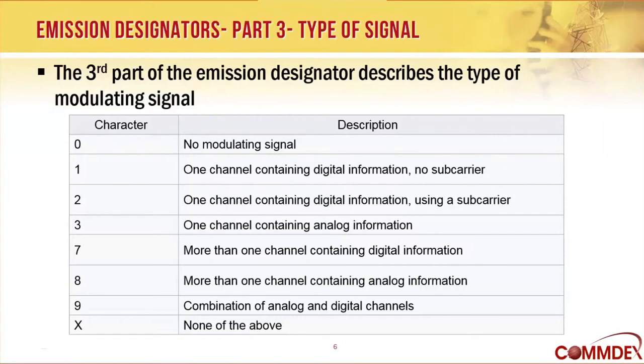You may have something that's a combination that has analog and digital channels. A television signal is a complex signal that contains both analog and digital components. So that might have a 9 in it.